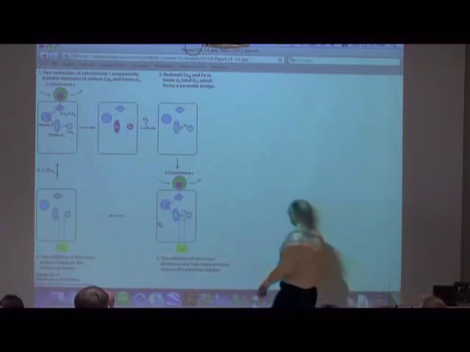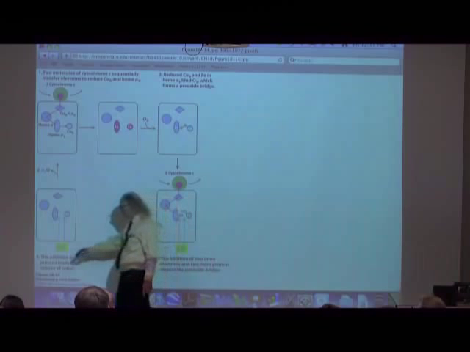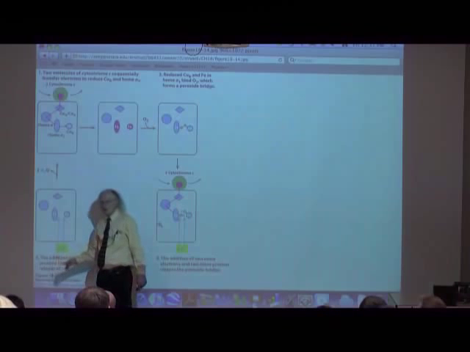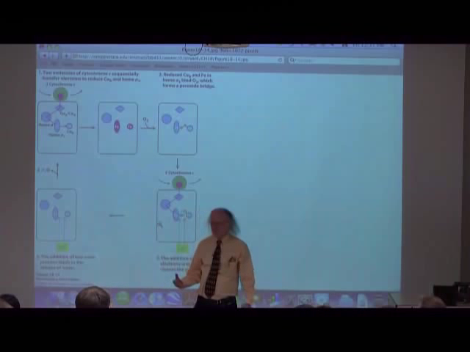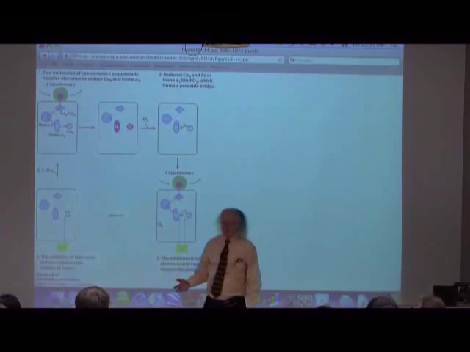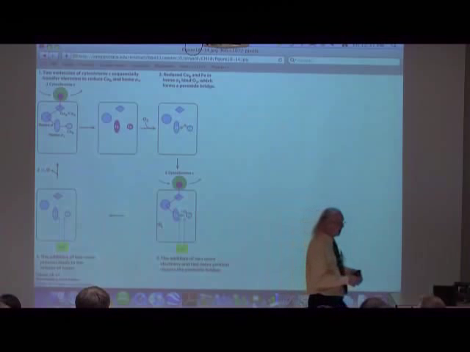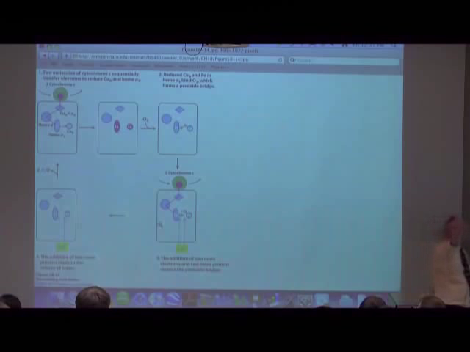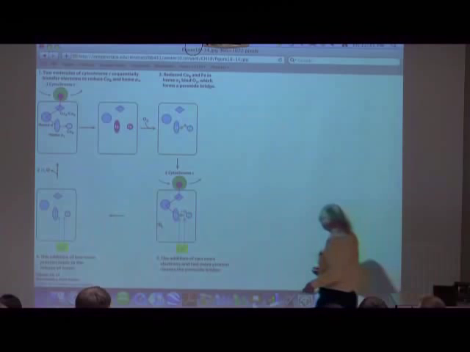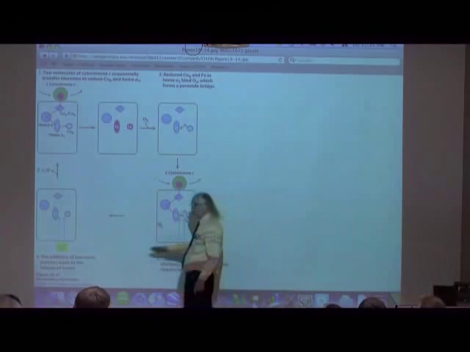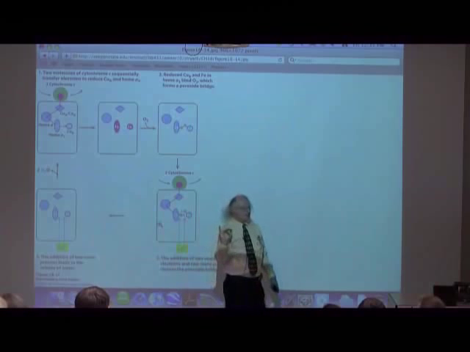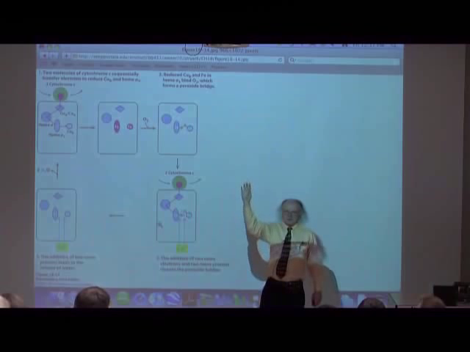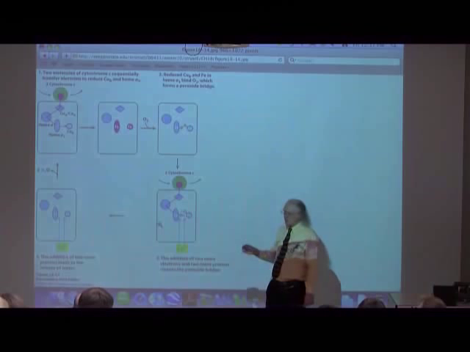Now, notice that we've got protons that, again, are being taken out of the matrix. We are reducing the concentration of protons in the matrix. And as a consequence, we are changing the concentration of protons relative to the outside, thereby increasing that gradient. There are also protons that are pumped in this process. They're not shown on here. But complex four is also moving protons outside as well, contributing to that gradient.